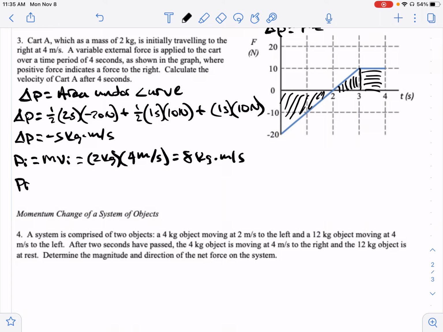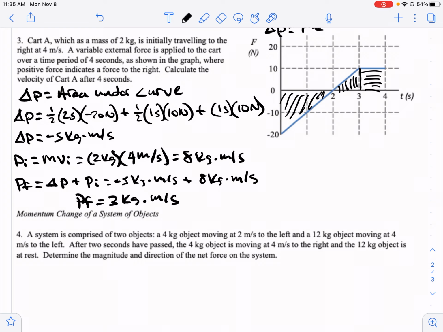From there, we can solve for our final momentum. So the final momentum is equal to the change in momentum plus the initial momentum, kind of like that last example. So the change was -5 plus the initial was 8. So your final momentum of the cart is going to equal 3 kilograms times meters per second.